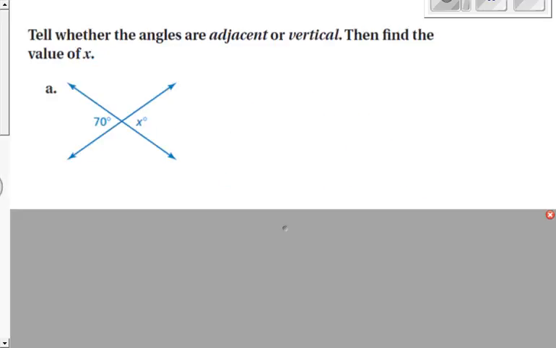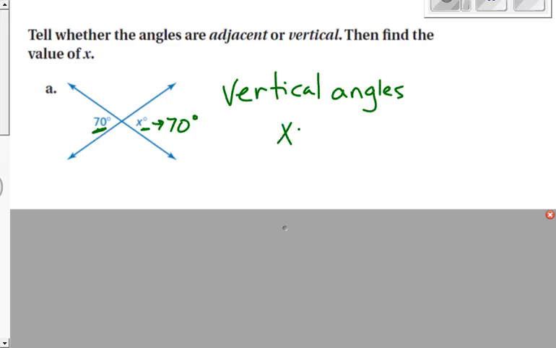So now it says tell whether the angles are adjacent or vertical, then find the value of x. Well, as you can see, 70 degrees is across from angle x. So we know that they are vertical angles. And then it says find x. Well, we know vertical angles have the same measurement. So if this angle is 70 degrees, then this one must equal 70 degrees. So we can say that x equals 70 degrees.